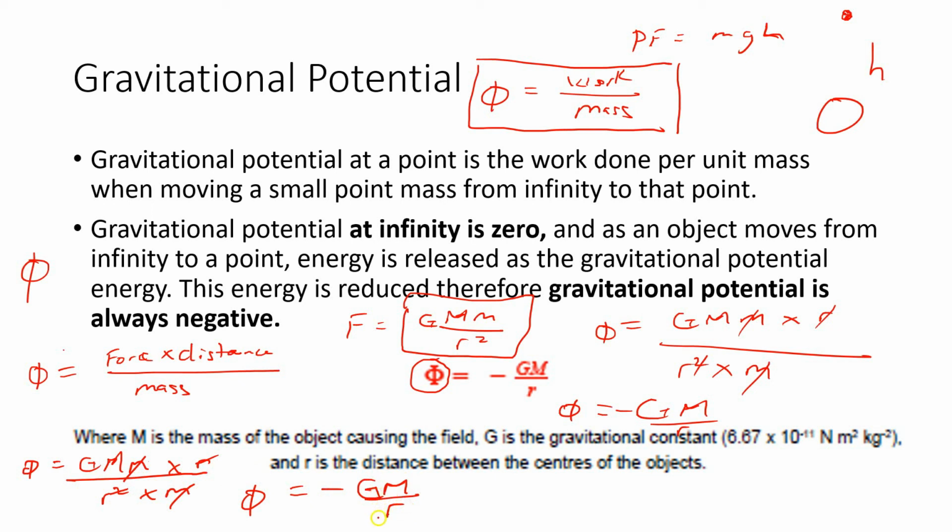Okay. Note this formula, right? Know how to define gravitational potential, work divided by mass, right? And then you can also learn how to derive it into this equation. Know why we have the minus sign here. The minus sign just speaks to the fact that energy is being released as the object is being moved from infinity to some point in a gravitational field.